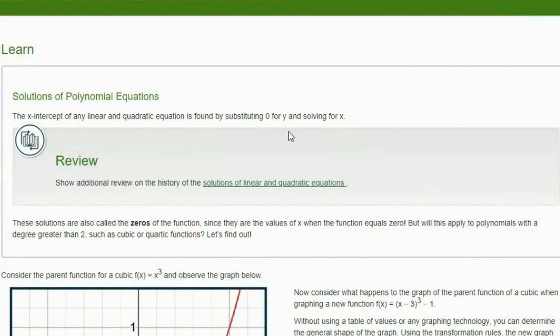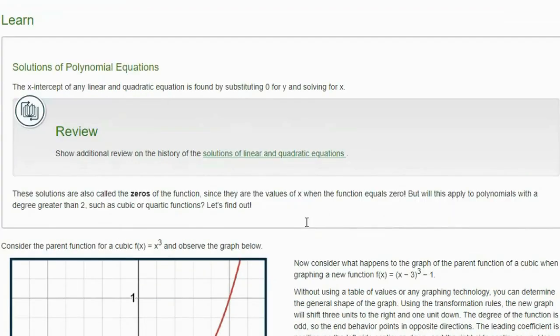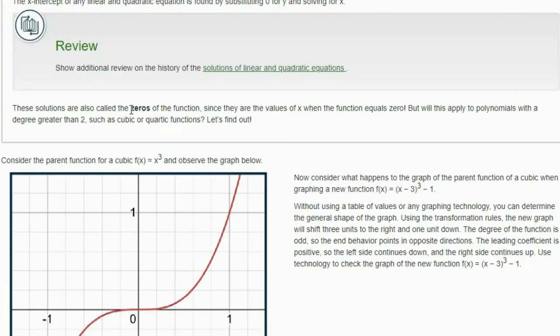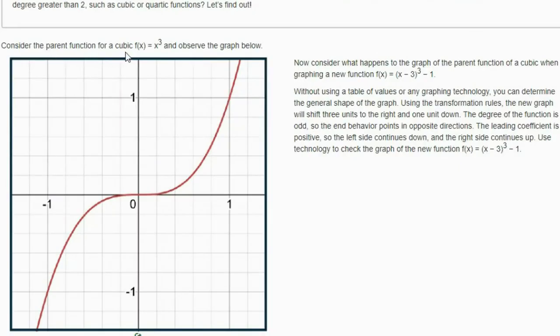All right, solutions of polynomial equations. The x-intercept of any linear and quadratic equation is found by substituting 0 for y and solving for x, right? When we solve quadratics, we set them equal to 0, and then we solved them and found out what the zeros were, and those were the solutions, or at least the real solutions. If it had imaginary solutions, that didn't work. But look here, consider the parent function for the cubic, f of x equals x to the 3rd, and observe the graph below. So this is just x to the 3rd by itself.